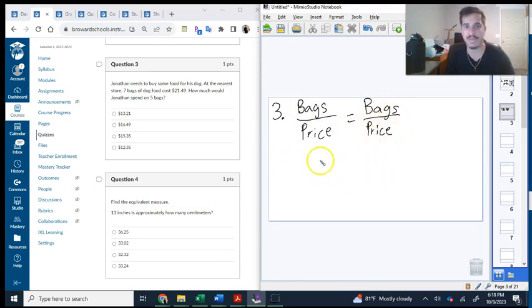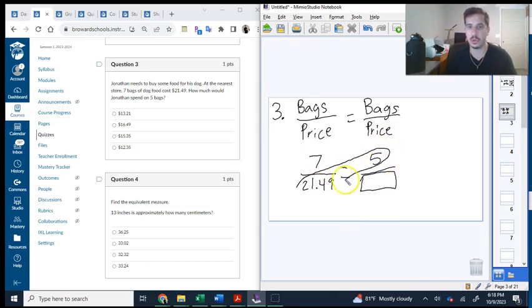Okay, so if I have 7 bags for $21.49, that's going to equal 5 bags for a blank amount. I don't know. Okay, I'm going to put a box here. My answer is going to go in the box. So what I'm going to do is bat and ball method. So I make my bat, terrible bat, I know, and I'm going to make my ball. So I multiply the bat and the ball.